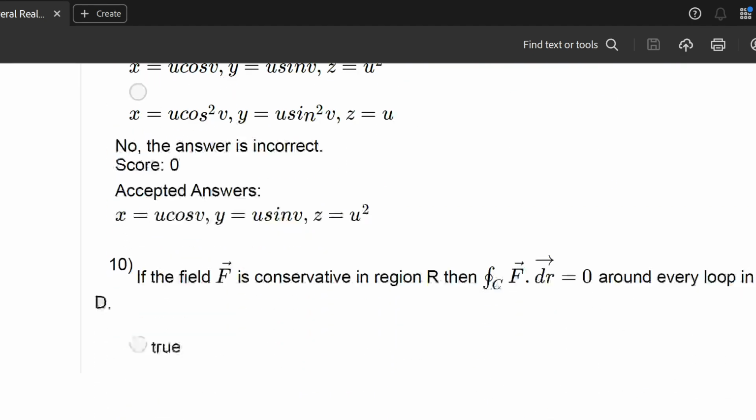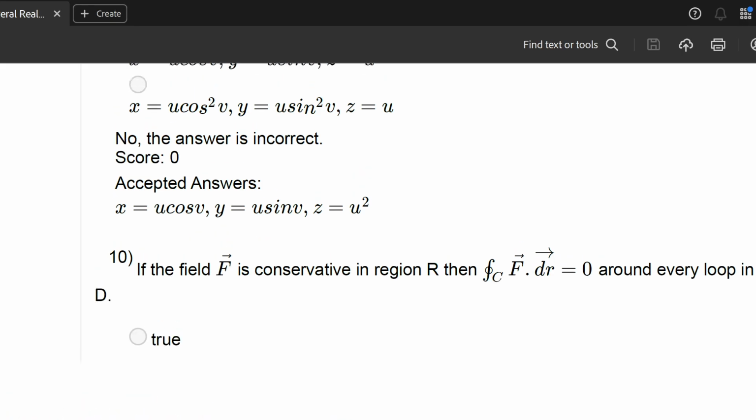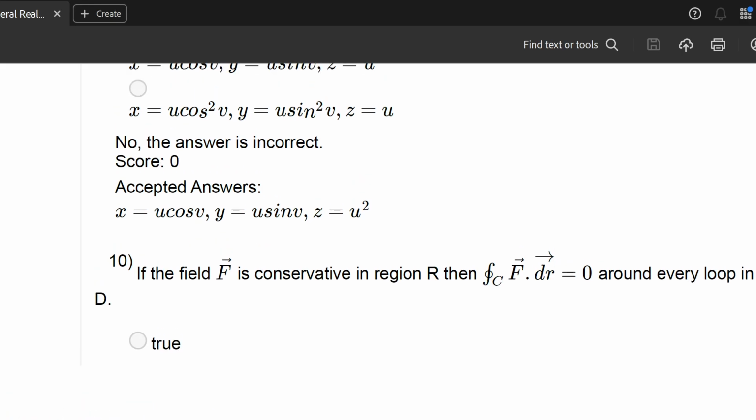So I will move to the last problem. This is problem number 10. This is again a true false type. Tell me, if f is conservative, then the integral of f is 0 around every loop in D. Is it correct or not? I already told you about conservative and integral.